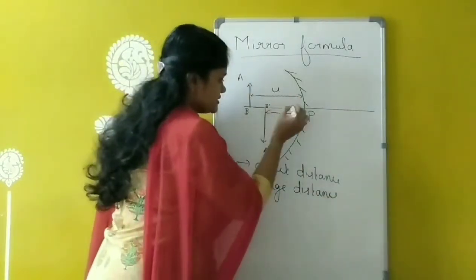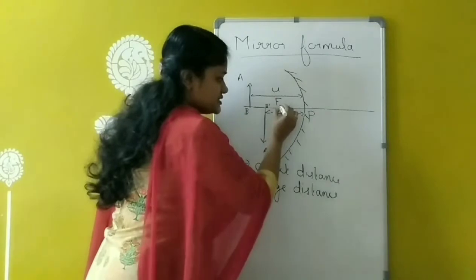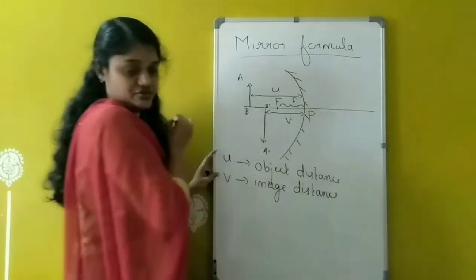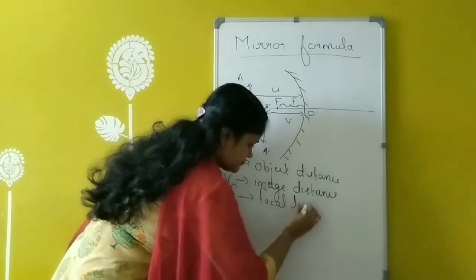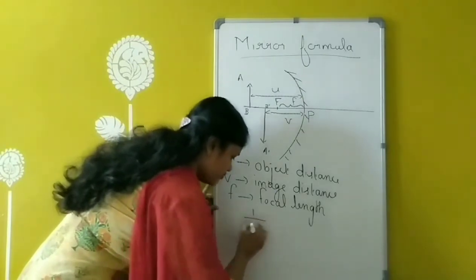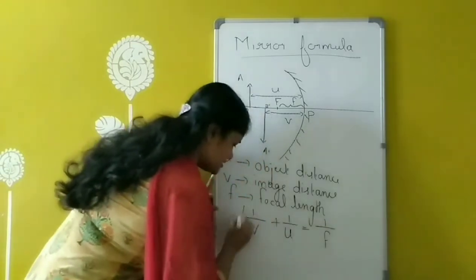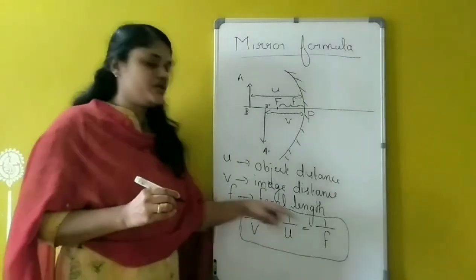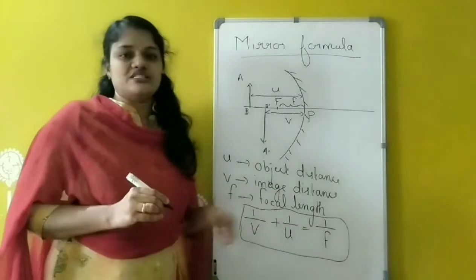And suppose this is the focus. Somewhere here is the focus. And what is this distance? Already we studied focal length. The distance between the pole and the focus is taken as the focal length F. Then the mirror formula is given as 1 by V plus 1 by U equals 1 by F. This is a very important formula to do the problems. Here V means image distance, U means object distance, and F is the focal length.